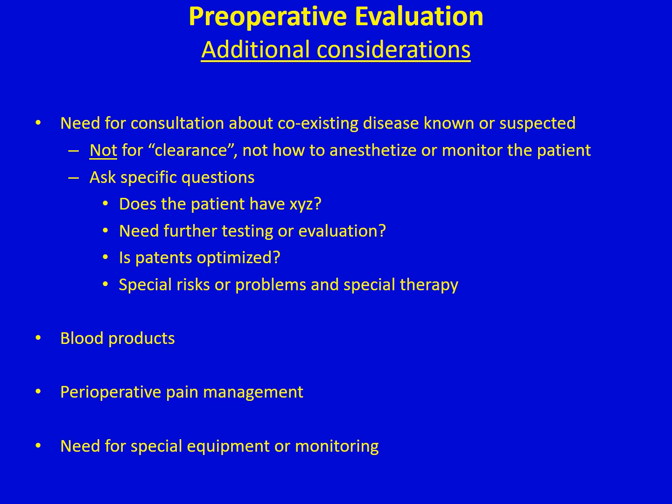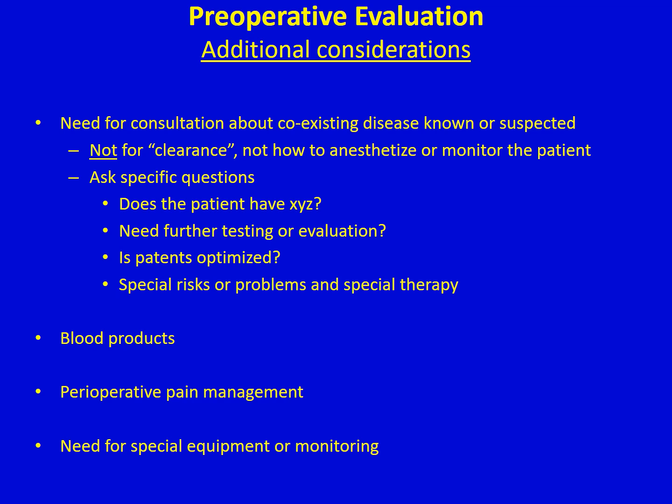I've already mentioned several times the need for consultation about coexisting disease, either known or suspected based on your evaluation. But remember, you're not asking for clearance or how to anesthetize the patient or how to monitor. That's your business. What you should do instead is ask specific questions, like, does the patient have a particular problem that you're worried about? Does this problem need further testing or evaluation? Is the patient's coexisting disease optimized? Or does the coexisting disease cause special risks or problems or therapy that you need to be aware of?